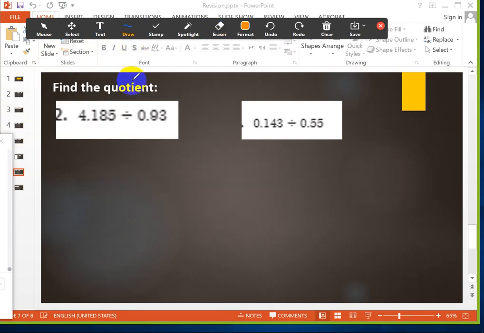This is the most important thing, girls. How to divide a decimal number on a decimal number. You know that when I want to divide this number like this, it will be what? I will write it again.